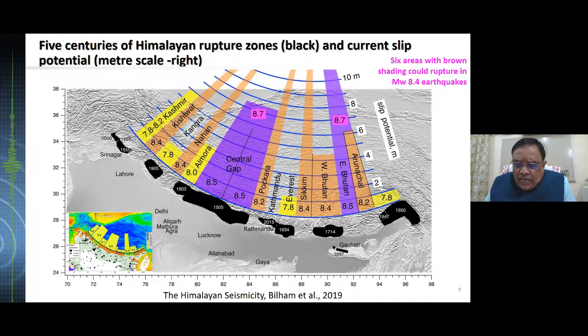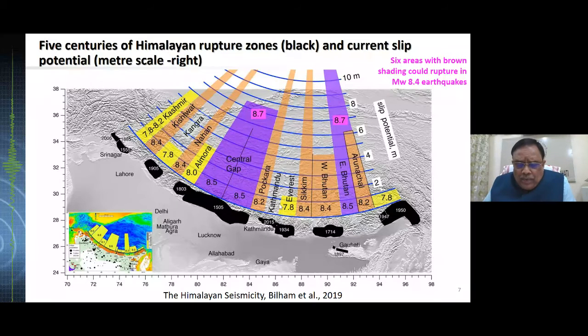So 2 areas with violet shading could host MW greater than 8.7 earthquakes. These are the 2 areas in violet color, in the central gap as well as in eastern Bhutan, where we can have 8.7. The 7 areas with brown shading could have 8.4 magnitude earthquakes. These are what are called seismic gaps in the region. There is no earthquake after 1505 in the central gap and also in the Bhutan area, and many of these areas are very old, 1714, and only in 1934, the Bihar earthquake, and 1950, the Assam earthquake, and 1947, I think, the Meghalaya earthquake.